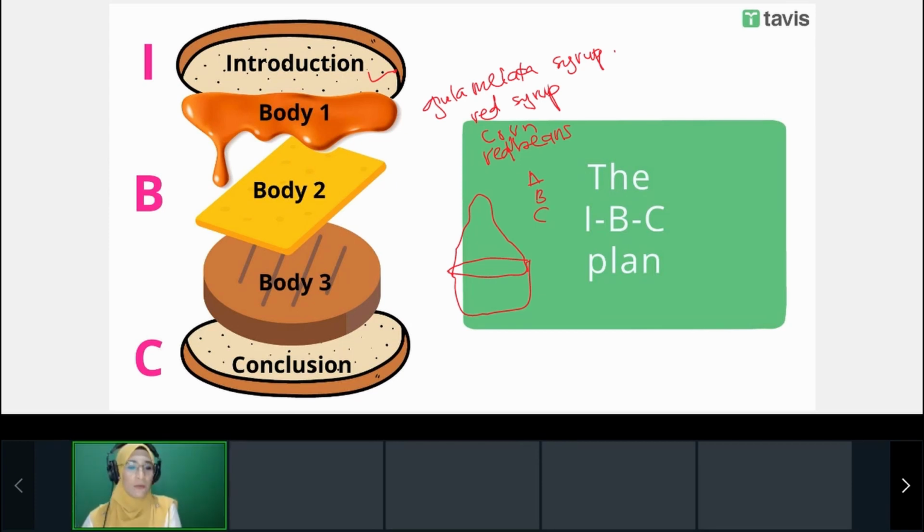All right, we love our burger. We love our Ramly burger. We love our Carl's Jr. burger. Yeah, talking about food now. Okay, okay. Let's not salivate, everyone. Okay.